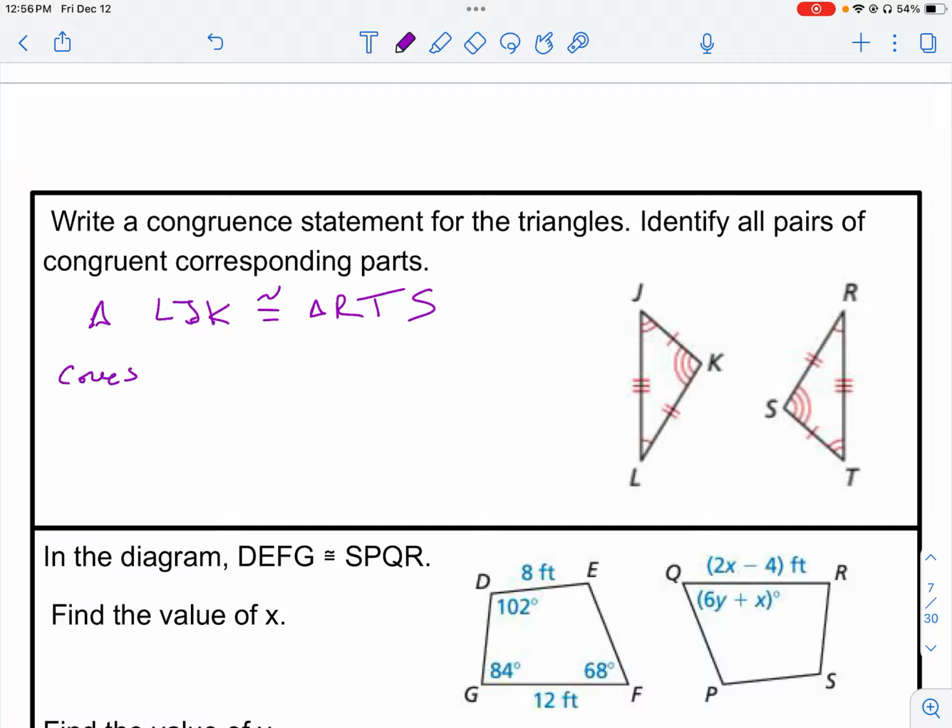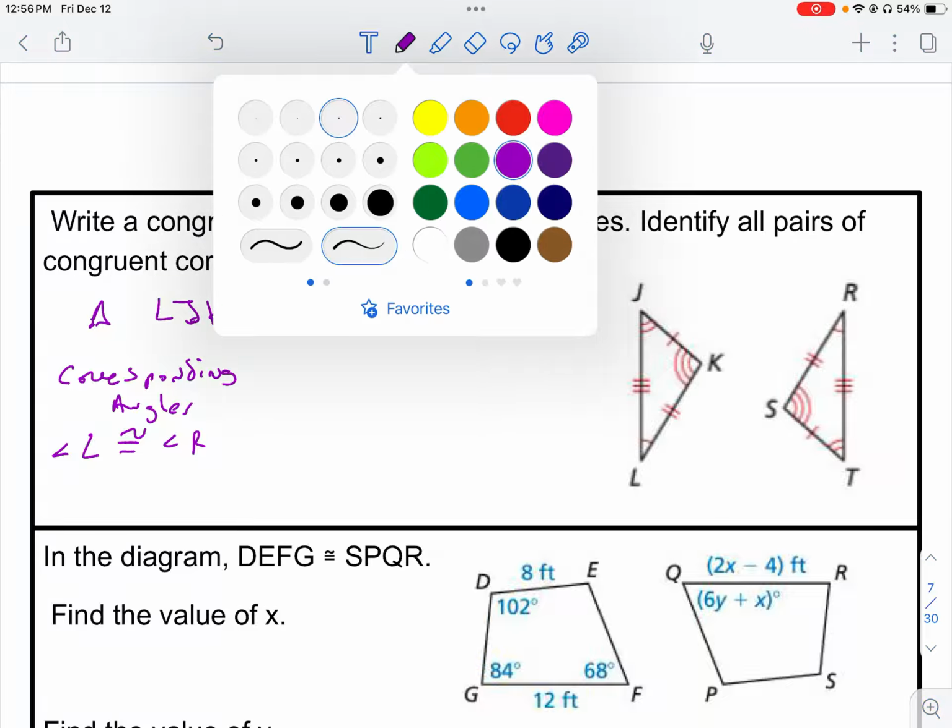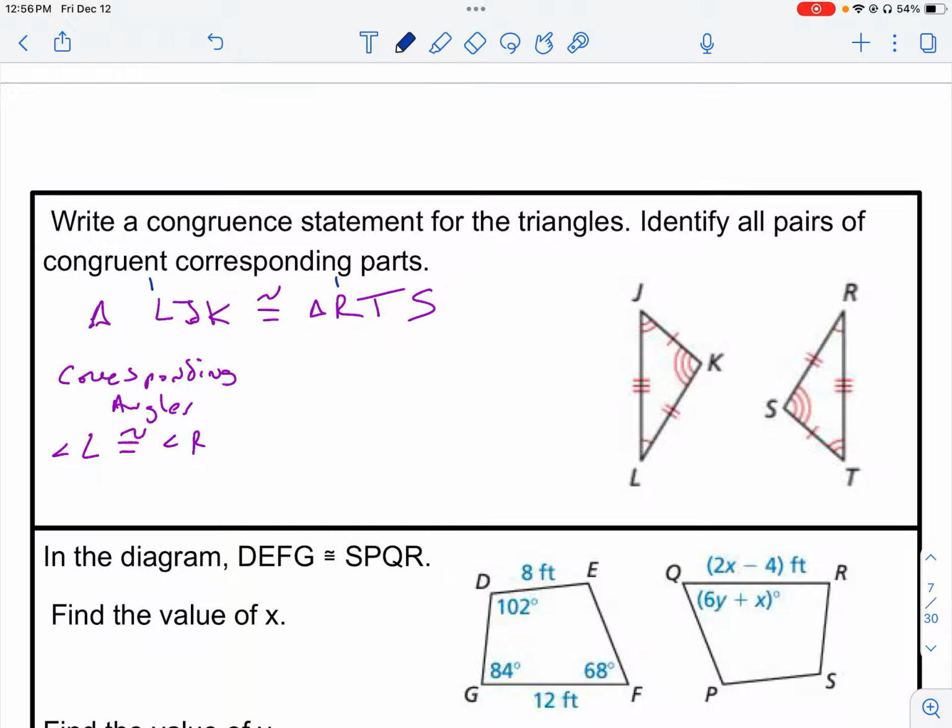So the corresponding angles are angle L is congruent to angle R. Let's change color for this. So position 1, angle J is congruent to angle T. Position 2, angle K is congruent to angle S. Position 3.